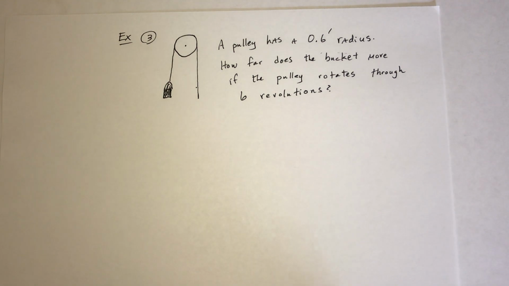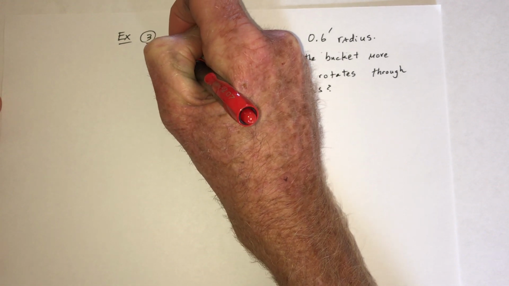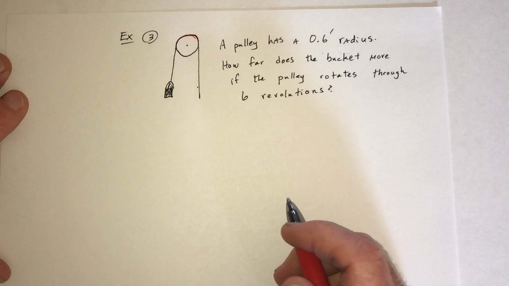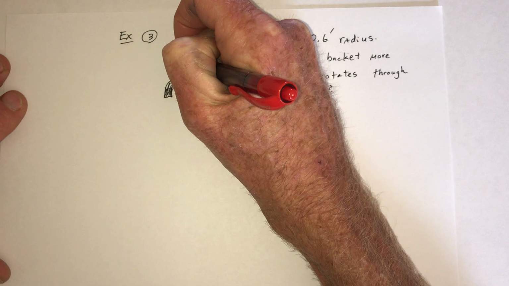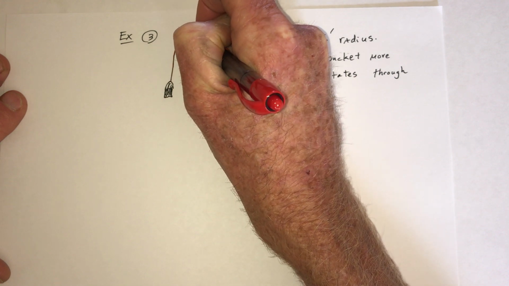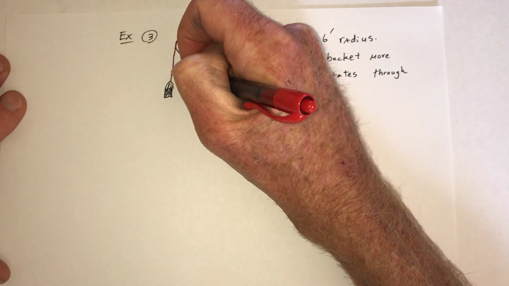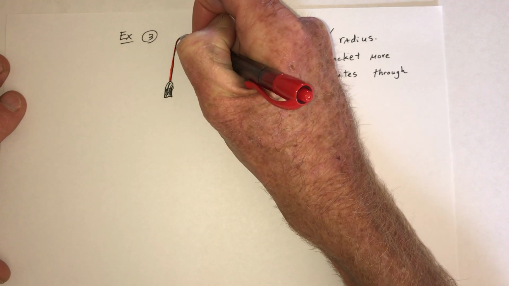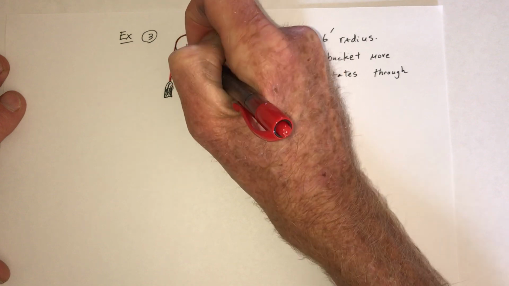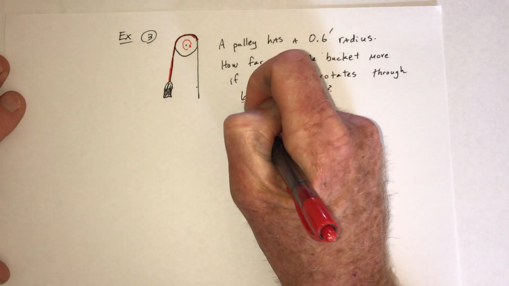So this is actually talking about arc length, because as the rope goes through the pulley up here, it's going through an arc. And this rope right here would eventually go up and around the top of the pulley, so it would have to go through an arc. So basically I need to know how much rope is going to be pulled up, because that's how much the bucket is going to be pulled up. How much rope is going to be pulled up if this goes around 6 times, 6 revolutions?